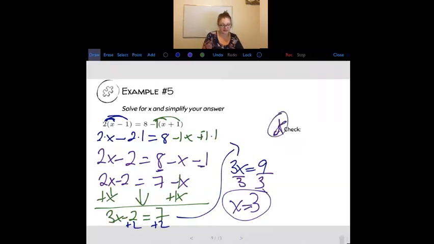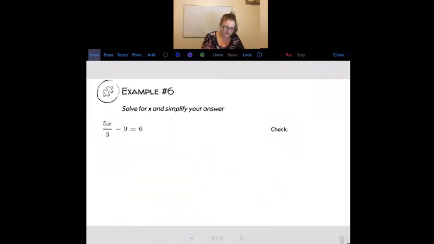Remember to check your answer. Example 6: when we have fractions, it works in a similar fashion. We just have to deal with the denominator there. There's a couple of different ways to do this. We still want to isolate x, or get x by itself, so we need to move everything else around it.